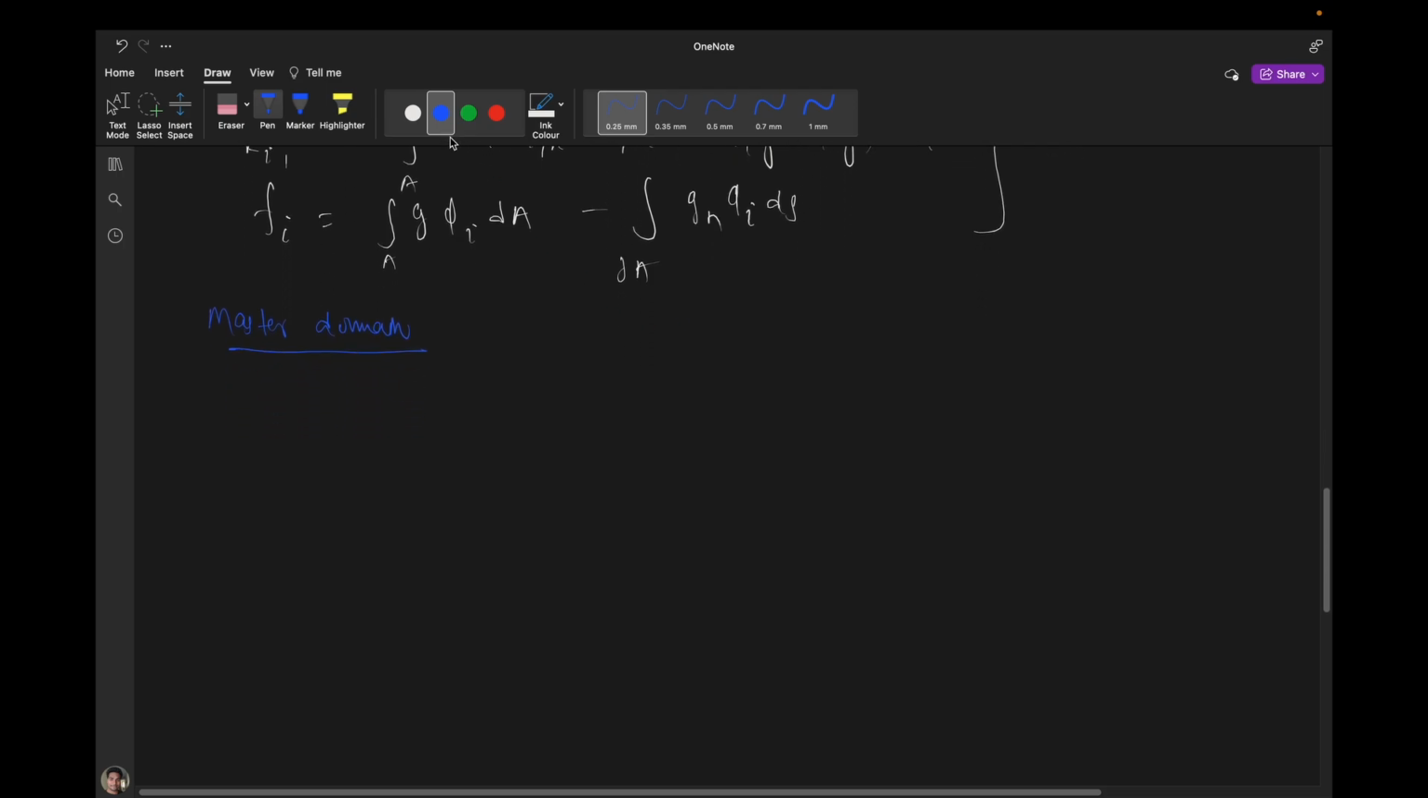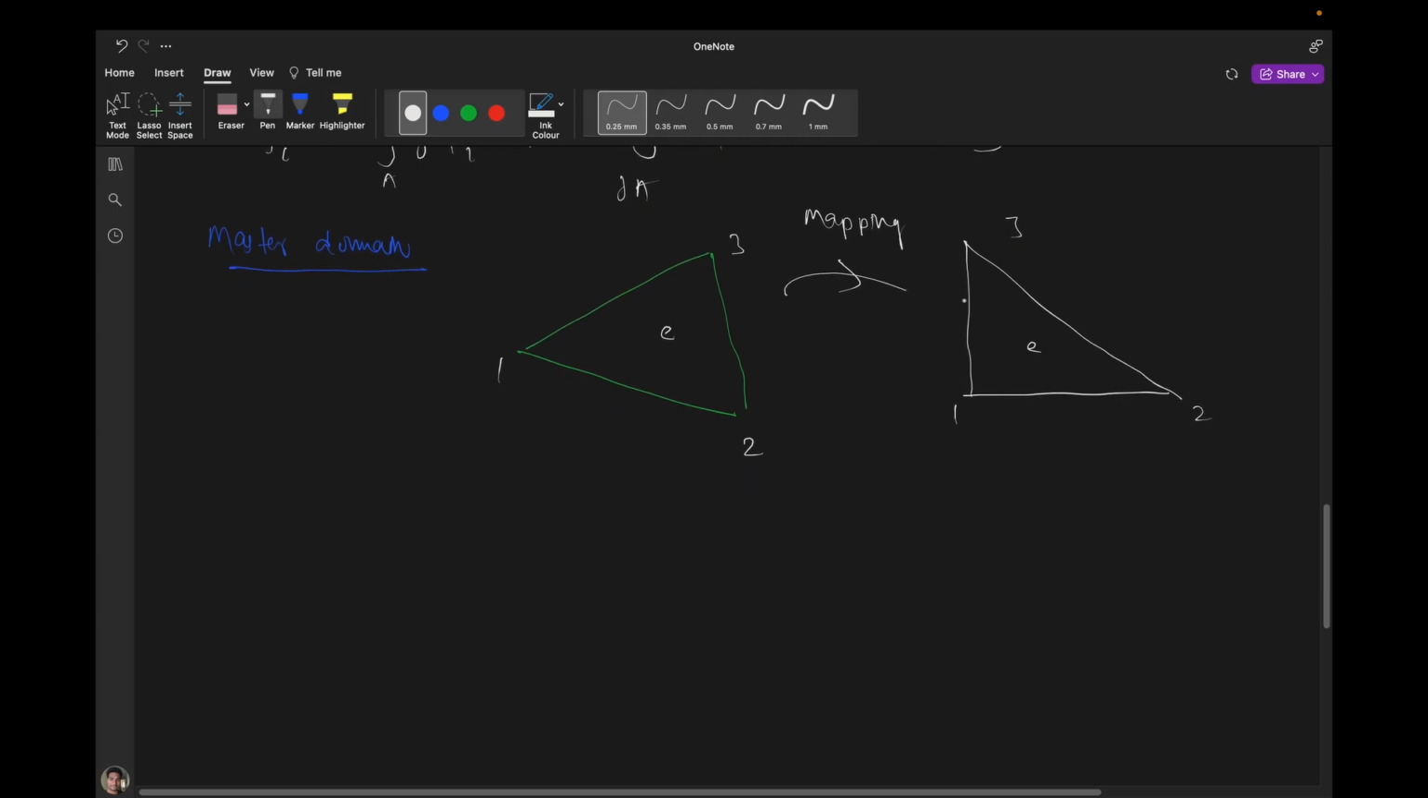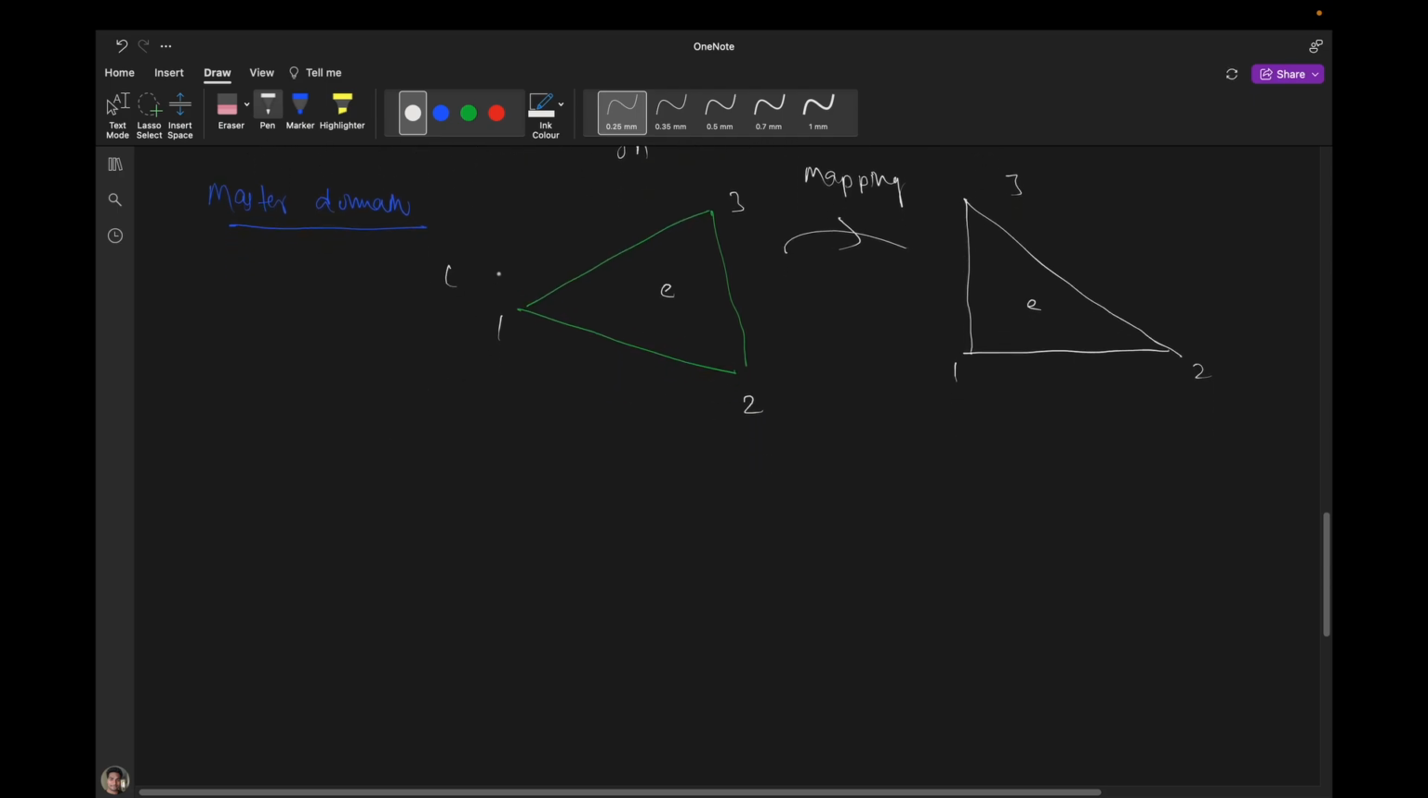Okay, so in this case, suppose this is the physical domain and this is the master domain. Suppose the node points are 1, 2, 3 and here 1, 2, 3. This is the element E and this is the element T. So it should be a mapping, such that suppose this coordinate is x1 y1, this coordinate is x2 y2 and this coordinate is x3 y3.